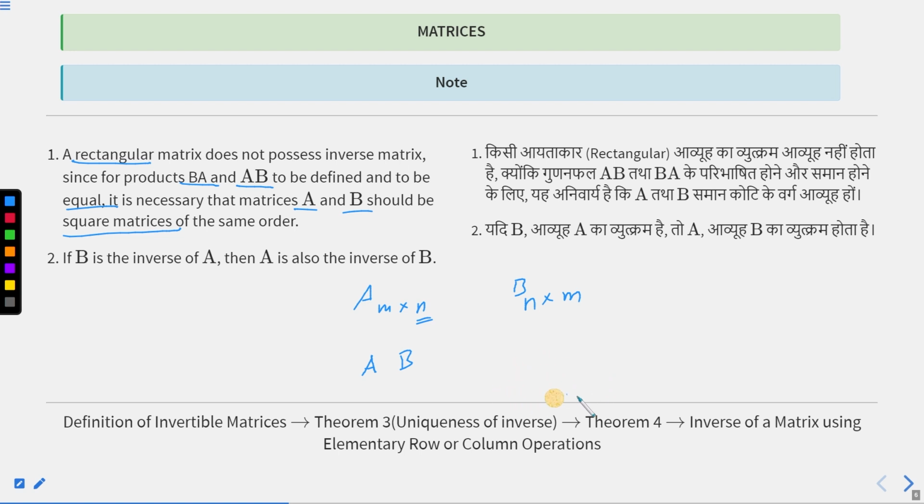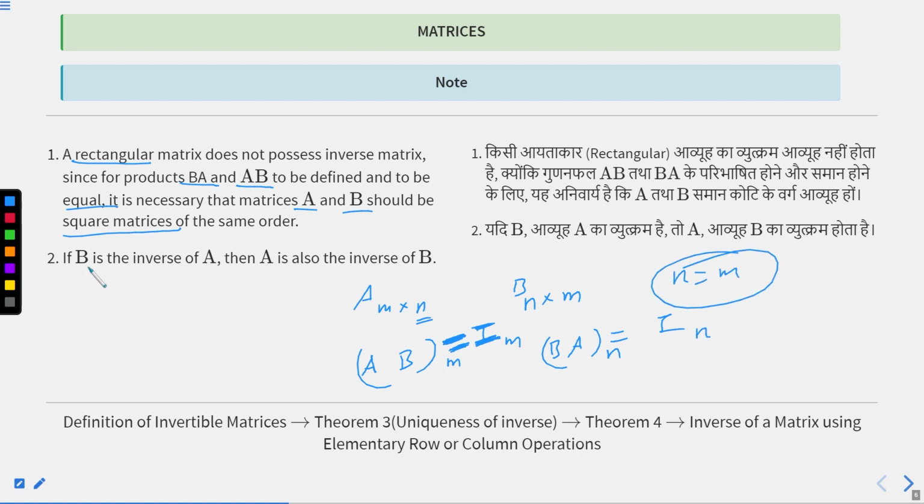Now, AB will be of what order? AB will be an M order square matrix, and BA will be N order. So in both cases you will get different matrices, not the same. But you want I, so you want both to be equal to I of the same order. So this M and this N also must be the same.